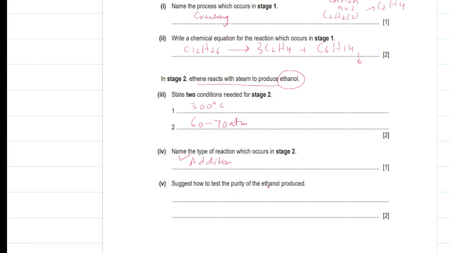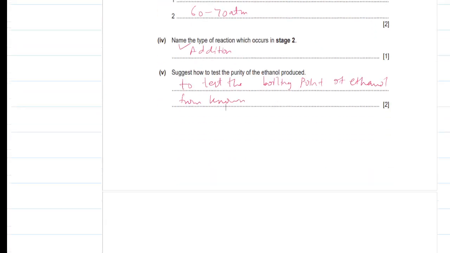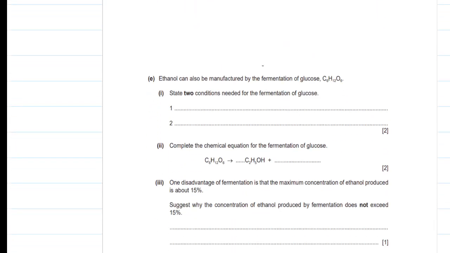Suggest how to test the purity of the ethanol produced. Test the boiling point of the ethanol and compare it with the known value, right? Okay. Now there are some other questions.